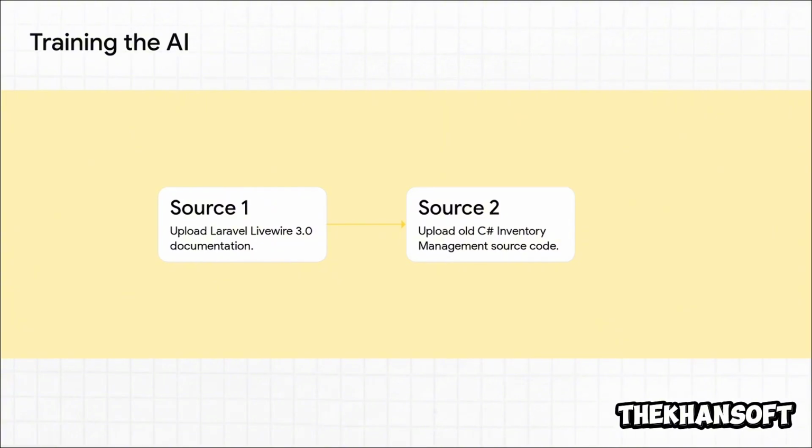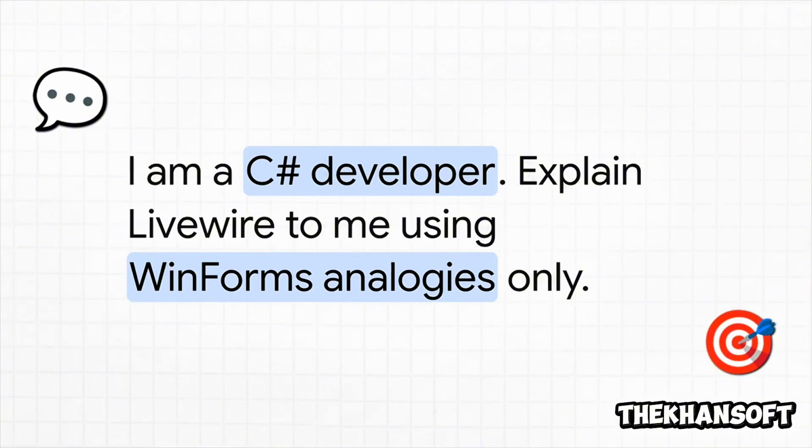But then comes the magic trick. We also upload the source code from an old C# project I worked on. Now, the AI doesn't just know Laravel, it knows how I think. It knows how I code. With all that context loaded up, it all comes down to asking the right question. The prompt is everything. I'm not asking for some generic textbook definition. I'm basically saying, hey, you know my background. Speak my language. Explain this to me using only the WinForms analogies you know I'll understand.